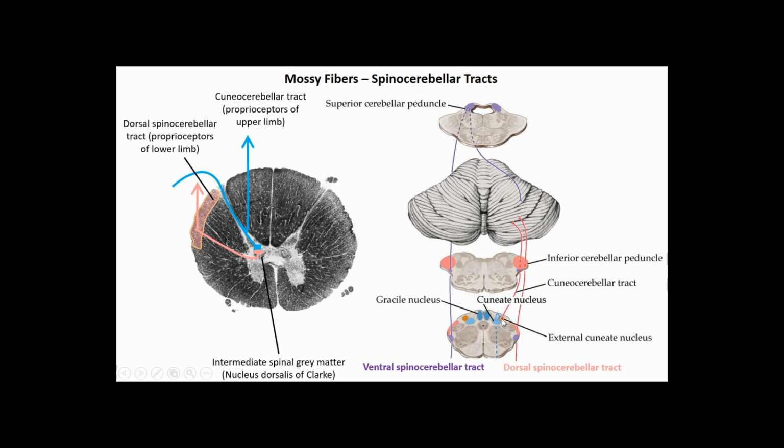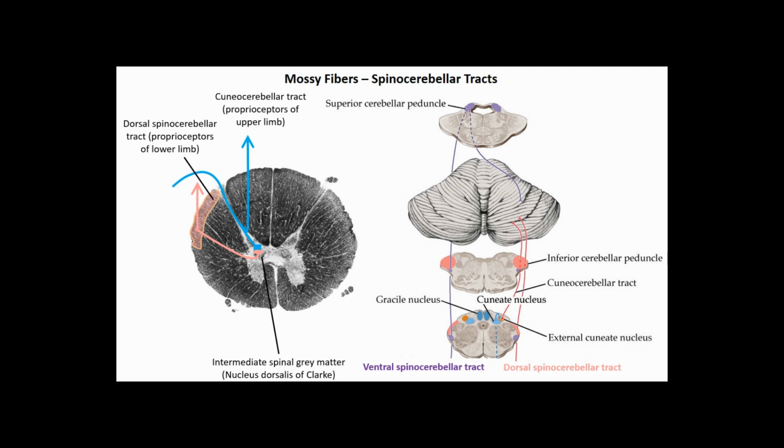Likewise, here we've got the cuneate nucleus, which is just beside the external cuneate nucleus. The external cuneate nucleus is where these cuneocerebellar tract axons are going to synapse, and then they are going to head up alongside those dorsal spinocerebellar tract axons and enter the ipsilateral cerebellar cortex. So again, it stays ipsilateral the whole time.